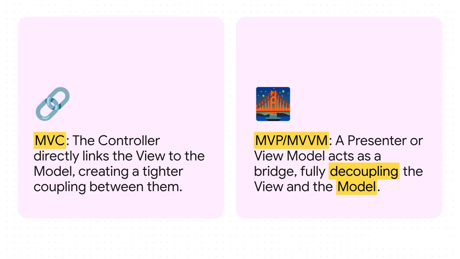And this, of course, led to an evolution. Developers started cooking up new patterns like MVP and MVVM. The big idea here was to decouple the user interface from the data logic. Basically, they wanted to make it so the view didn't have to know anything at all about how the model was structured. This made the code way cleaner, much more flexible, and a whole lot easier to test.